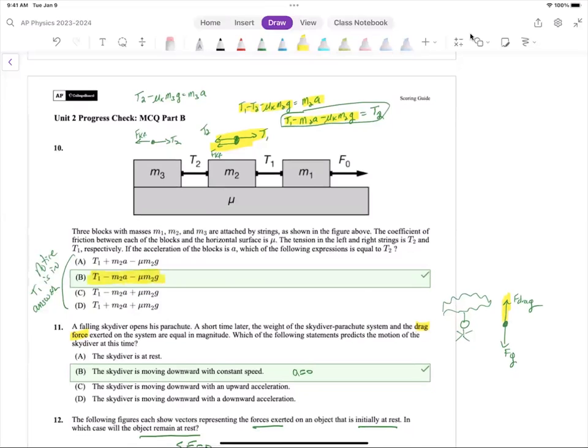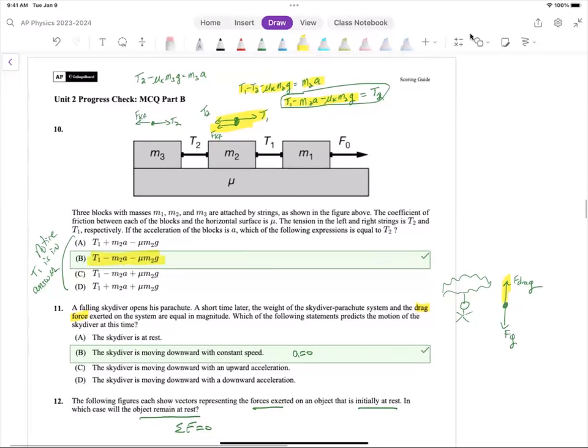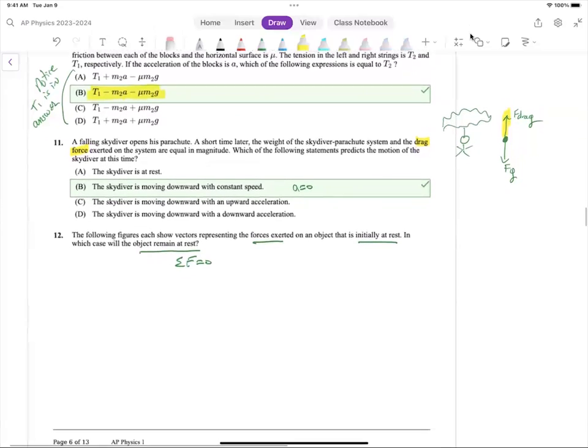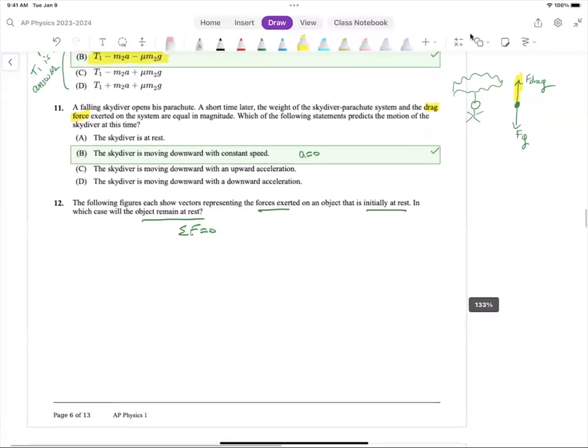So use your answers sometimes to help you understand where to get started. Because there was a multitude of things. I could have used M3 and I would have been like, okay, M3 is in there. No, M3 is not in the answer. So, all right. Number 11 has nothing to do with that problem. So let's use that one.